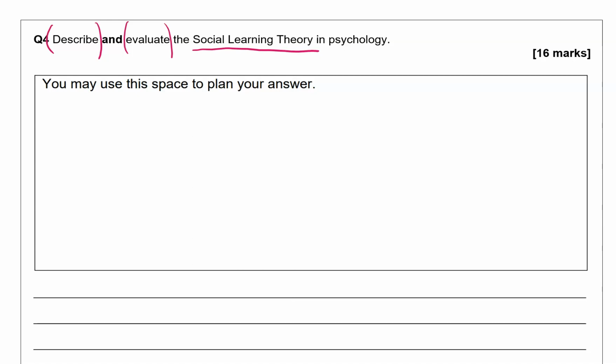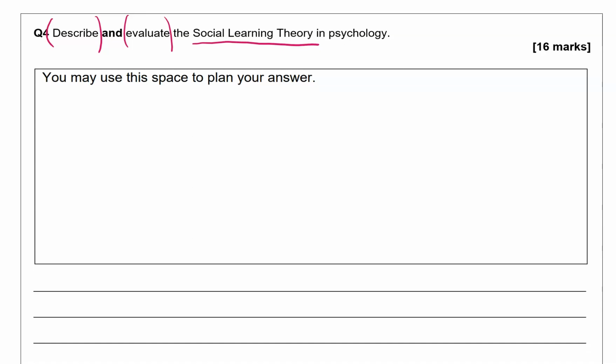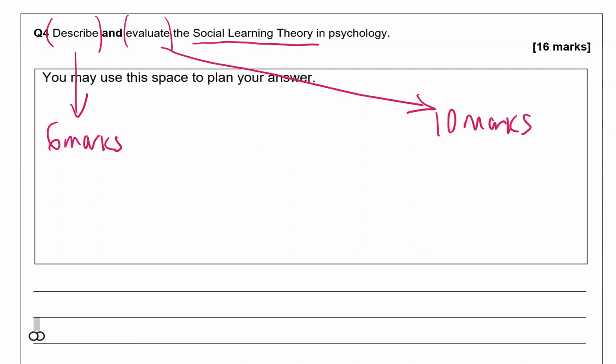Generally, in a traditional 16 marker like this, where there's no scenario attached, the breakdown is one third description, two thirds evaluation. It's always better to overestimate the amount of evaluation required in psychology answers. So the exact marks for this question are 6 marks describing the approach and then 10 marks evaluating the approach.